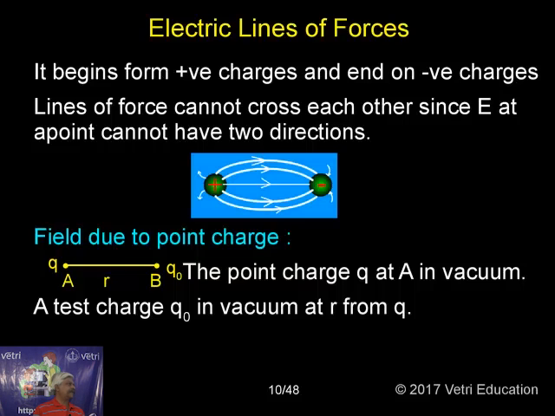This is a diagram I have given. This is a positive charge. This is a negative charge. So many lines I have drawn, but they won't intersect. But the arrow mark plays an important role. It starts from the positive charge and terminates or ends at the negative charge. So here the arrow mark is outwards, here the arrow mark is inwards. That is it.